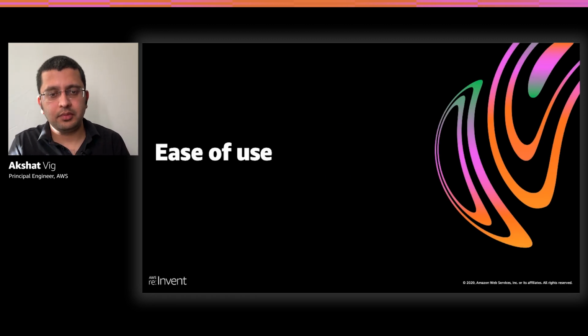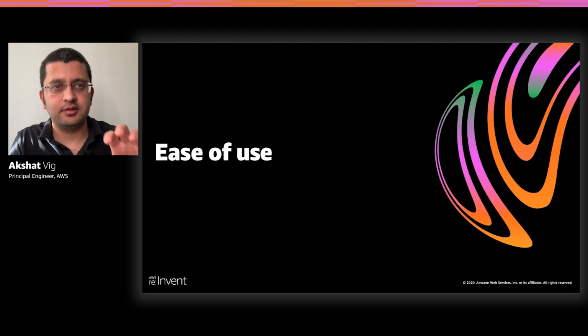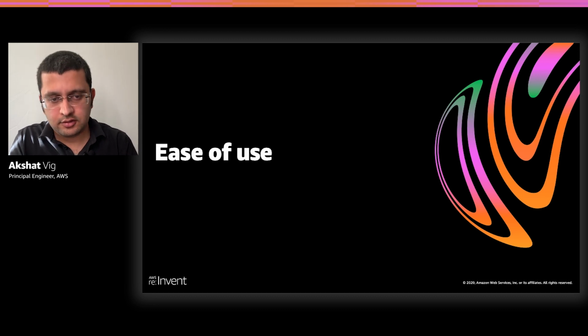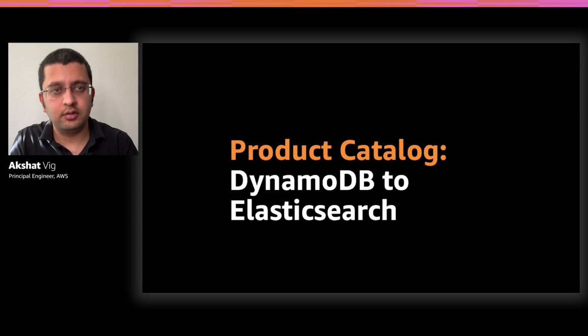Cool. So we looked at key features. Now, as I mentioned, it's easy to use. Let's dive a little bit deeper into that. For that, the use case that we are looking at, I'll zoom back into that, is the product catalog, and we are moving data from DynamoDB to Elasticsearch. So I'll give a console walkthrough of how exactly you can do that.